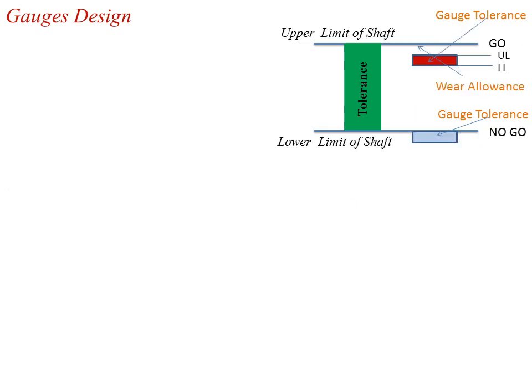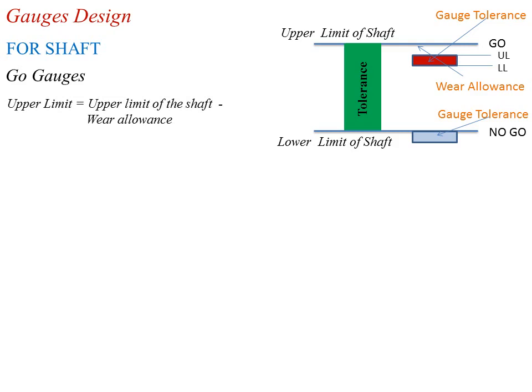This is the schematic representation of the gauge design for the shaft. Here I have to observe that for the go gauges we are subtracting the wear allowance as well as the gauge tolerance, and for the no go gauges we are subtracting only the gauge tolerance. Then the upper limit of the go gauge equals the upper limit of the shaft minus wear allowance, and the lower limit of the go gauge equals the upper limit of the shaft minus wear allowance minus gauge tolerance.